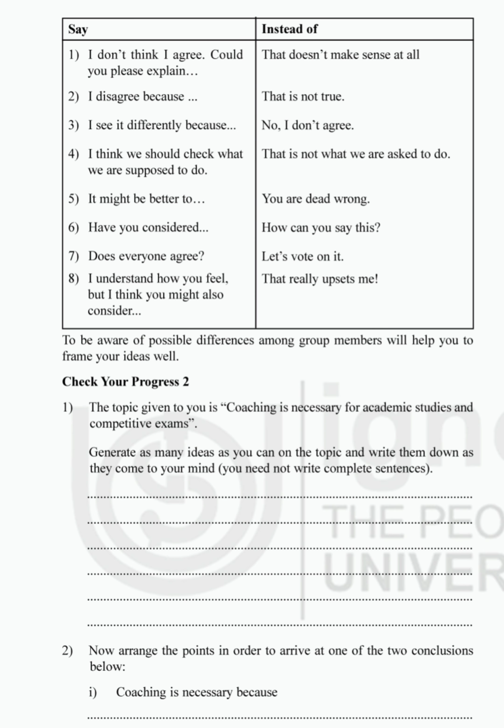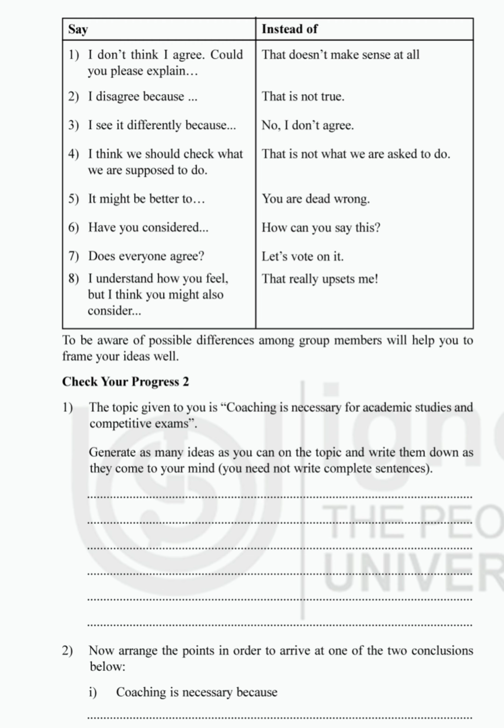1. I don't think I agree. Could you please explain? Instead of: That doesn't make sense at all. 2. I disagree because. Instead of: That is not true. 3. I see it differently because. Instead of: No, I don't agree. 4. I think we should check what we are supposed to do. Instead of: That is not what we are asked to do. 5. It might be better to. Instead of: You are dead wrong. 6. Have you considered? Instead of: How can you say this? 7. Does everyone agree? Let's vote on it. 8. I understand how you feel, but I think you might also consider. Instead of: That really upsets me. To be aware of possible differences among group members will help you to frame your ideas well.